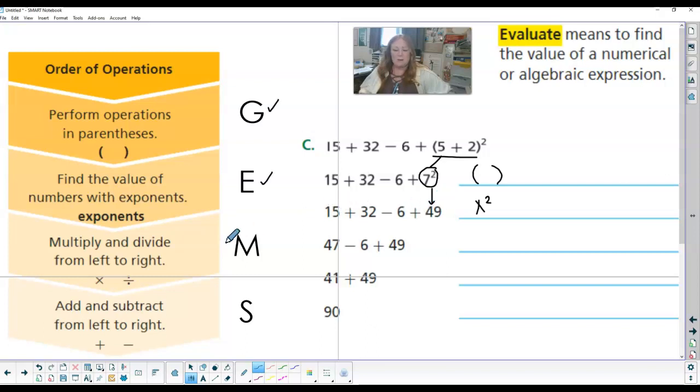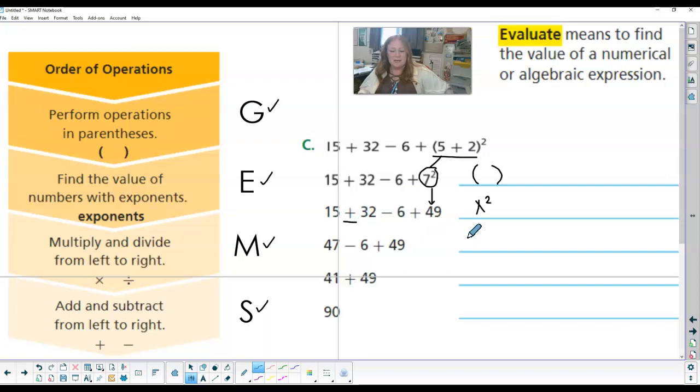So we have no more exponents. So now we're looking for multiply or divide, which, oh, I skipped one. I'm up here. Sorry, we're up here. I don't know why I'm being so confused right now. So not multiply or divide. No, no. So there's no multiply or divide. So we're going to go to subtract or add.